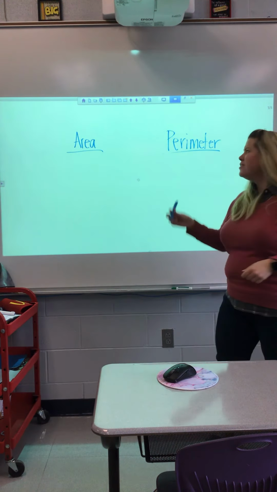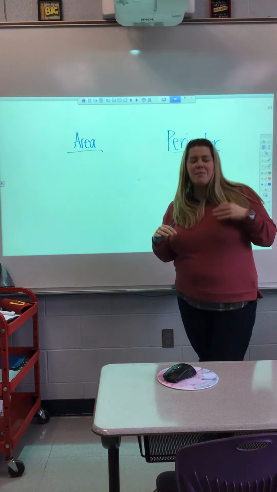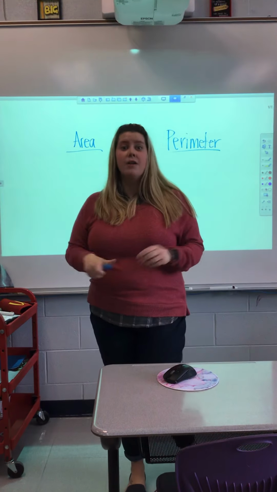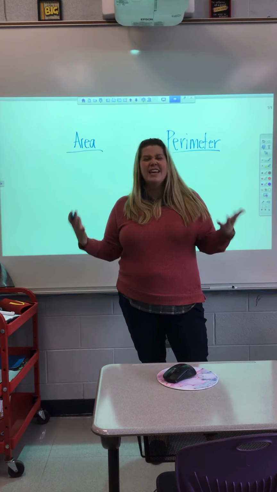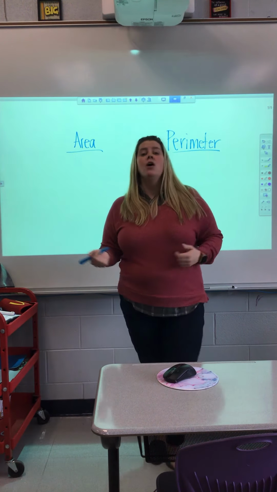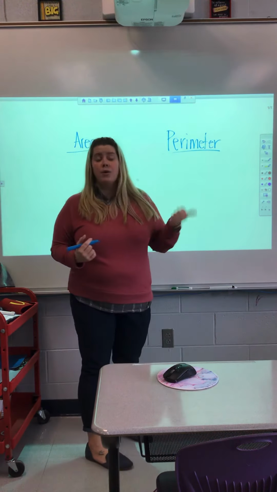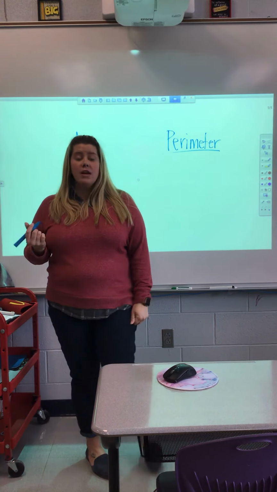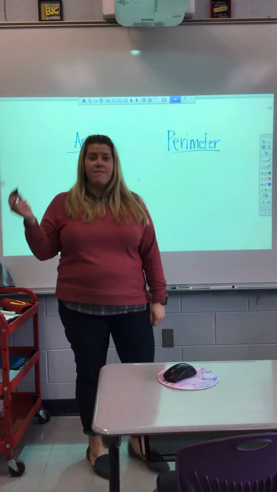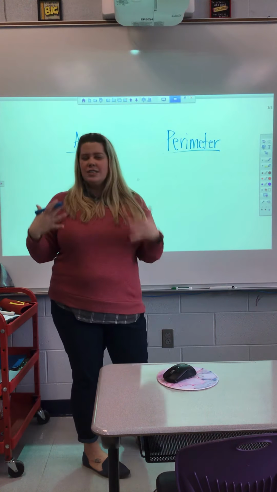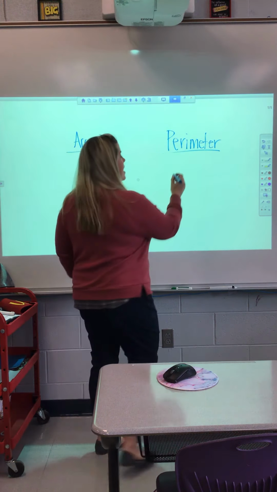Okay, now I know this word looks like perimeter, but we actually pronounce it perimeter. And then this word is area. So what is area and perimeter? Well, let's start with perimeter. So perimeter is the distance around the outside of a figure. Figure is just another word for shape, okay?